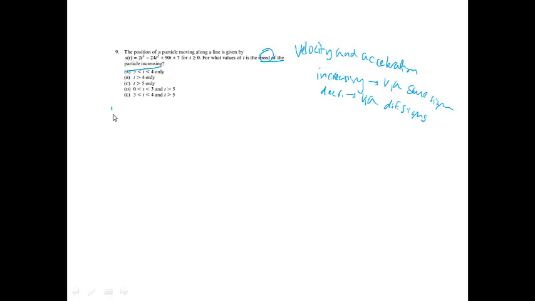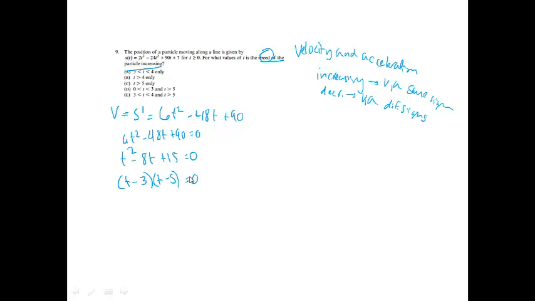Okay, so to get the velocity, we're going to take the derivative of the position, which is going to be 6t squared minus 48t plus 90, and then I am going to set that equal to 0. And then I'm going to divide out a 6 from everything, so I'm going to get t squared minus 8t plus 15 equals 0. If I factor that, I'll get (t minus 3)(t minus 5). So my critical values are 3 and 5.